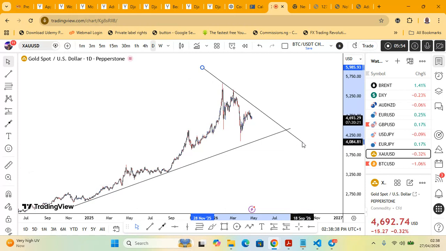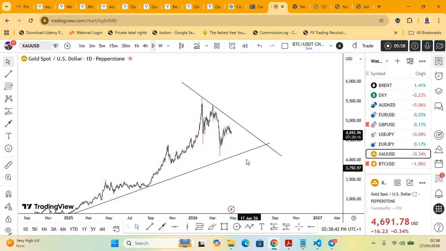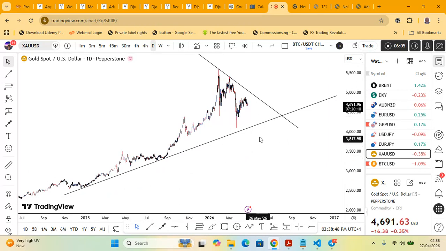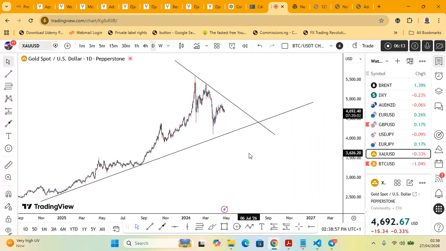Okay, so I want the price to break through this structure to the upside, or it comes to this trend line, and I'll look for a buy opportunity. You can also use the 200 moving average to try to gauge structure for where you could begin to look for a buy opportunity. So guys, that is my setup for gold.